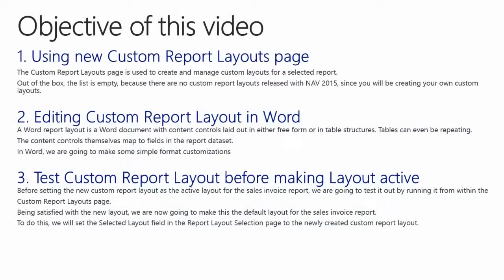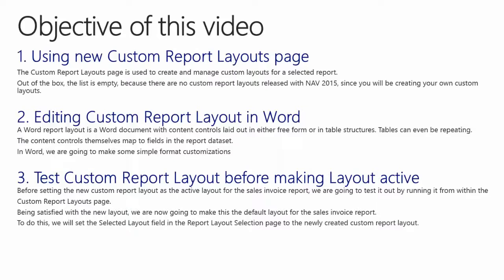The objective of this video is to show you how it's possible to create a custom report layout based on an already built-in Word layout, and then make a few simple changes to the custom layout in Word. The custom report layout page is used to create and manage custom report layouts for a selected report. Out of the box, the list is empty because there are no custom report layouts released with NAV 2015, since you will be creating your own custom report layouts.